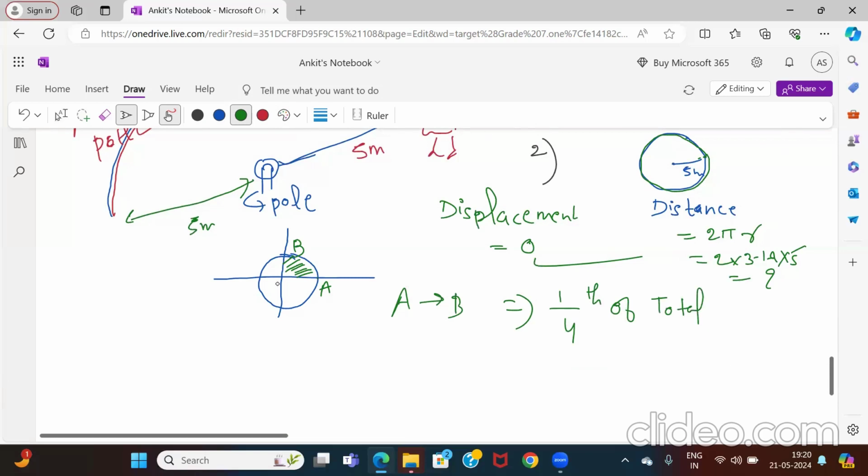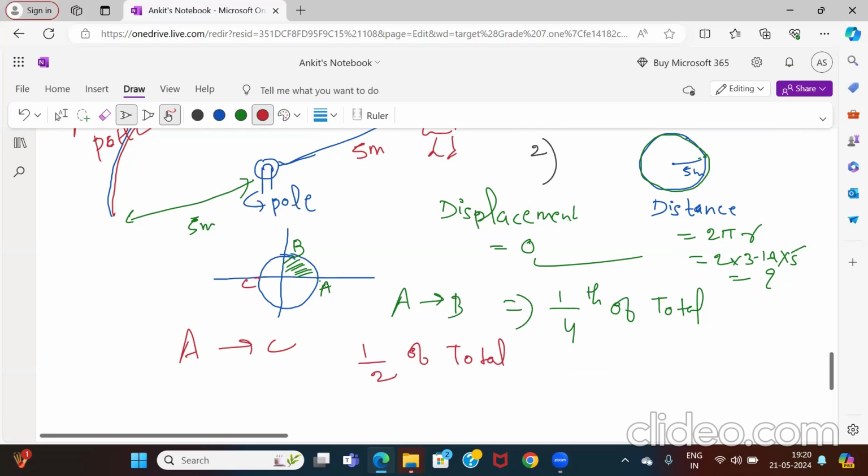Sir, total is 31.4. So how much if I ask A to B? It is 1/4. Clear? Yes, sir. And if it is going from A to C, how much? 2/4. Half. Half of total, half of total revolution.